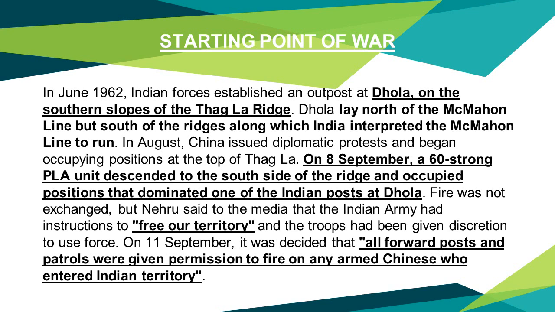Fire was not exchanged, but Nehru told the media that the Indian army had instructions to free our territory, and the troops had been given directions to use force. On 11 September, it was decided that all forward posts and patrols were given permission to fire on any armed Chinese who enter Indian territory.